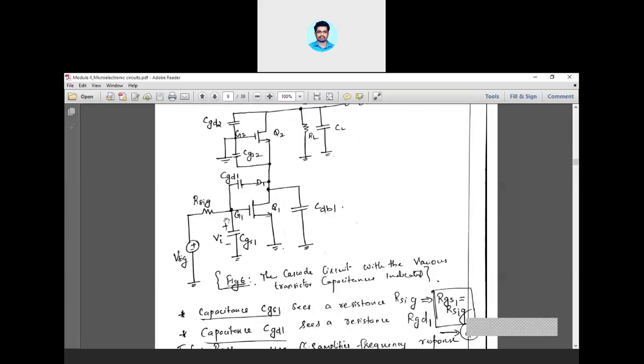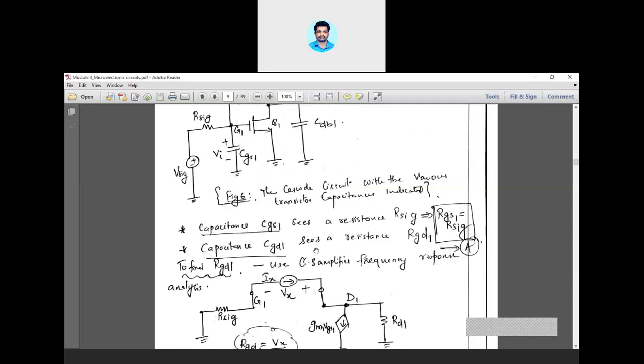See, previously we have a CGD1 between G1 and D1. Now I will remove the CGD1, and in place of this I'll be putting a dummy voltage which is known as Vx. Why is it called dummy? Because I'm doing this analytically, not physically, just to calculate the equivalent resistance between these two terminals.